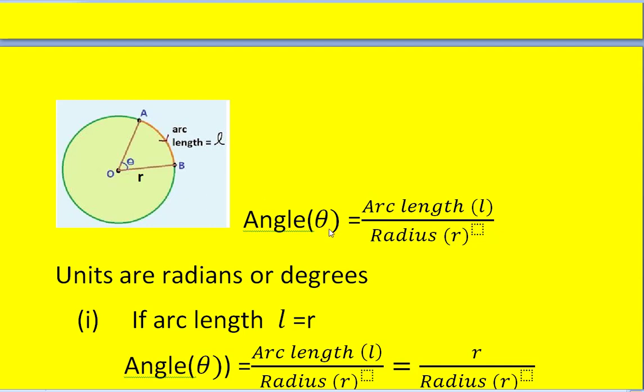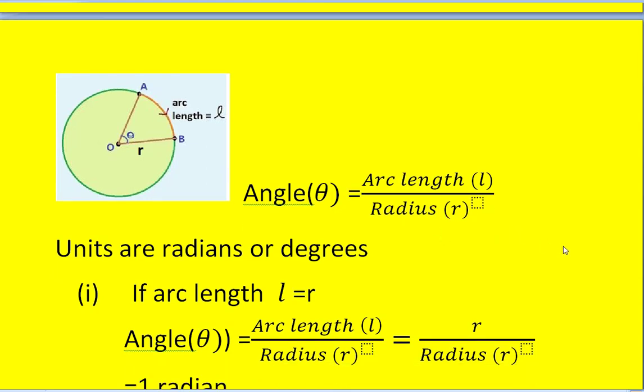So coming to the definition, the plane angle is nothing but the angle subtended by two lines at a point. So there are two lines OA, OB subtending an angle theta here. So theta is equal to arc length divided by the radius of the circle, that is r. What are the units for this angle? The units are normally radians or degrees.